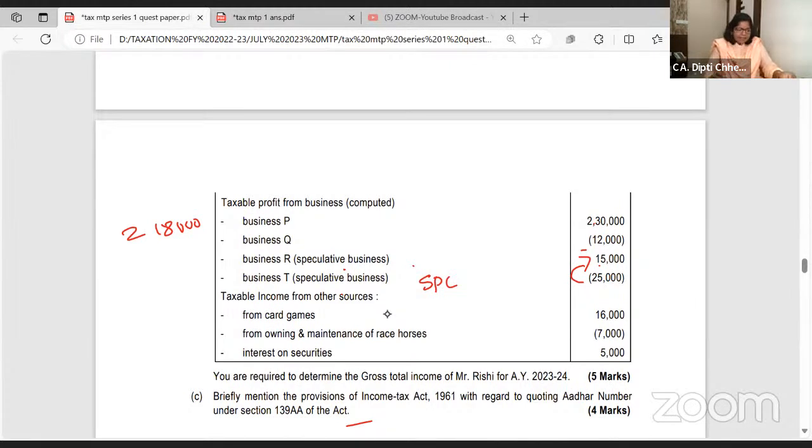Aapka aur speculative loss kitna? And you have to do this sum in 5 minutes in exam because you are going to take more time in solving the case studies. To ye wale sum aap jaldi se karoge agar aapne bahut zyada problem solve kiye.